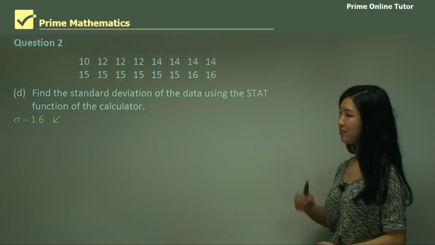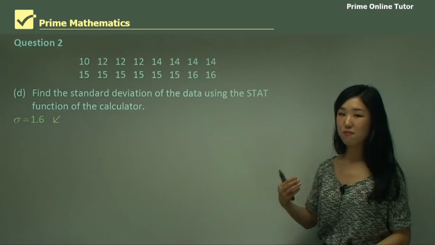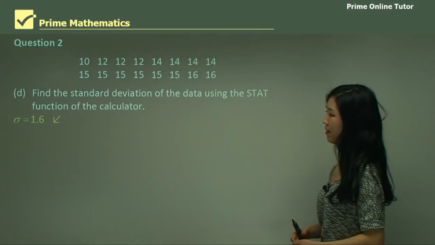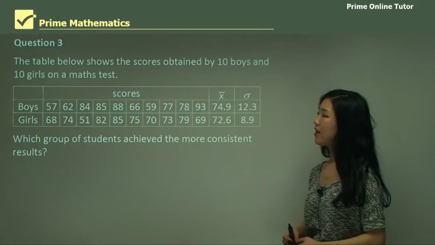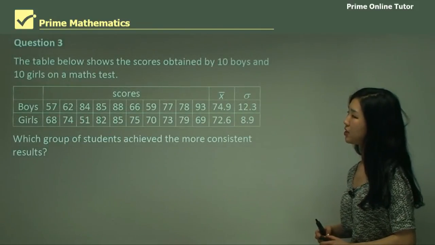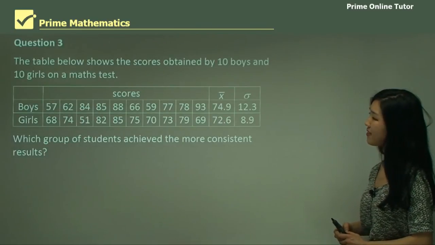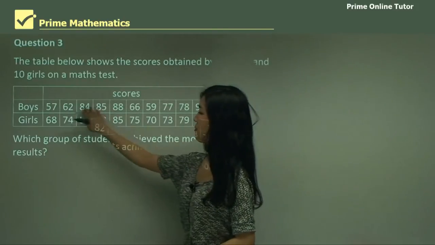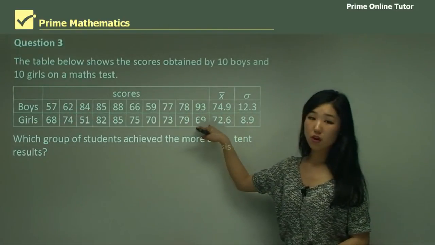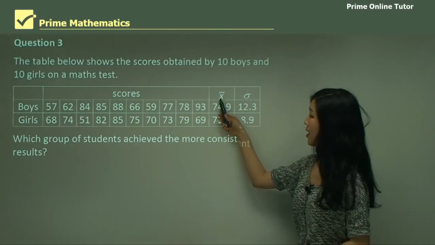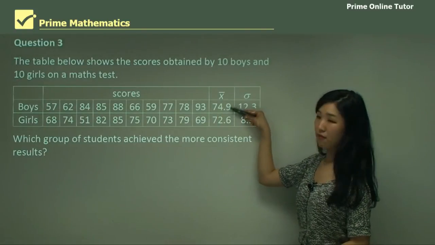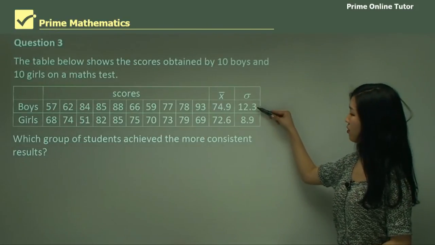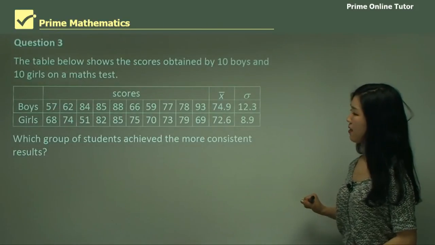Okay, so make sure you're following carefully and trying to remember as we go, okay, because it's important for you to remember that. That was question 2, D. Now question 3, the table below shows the scores obtained by 10 boys and 10 girls on a maths test. So these are the scores of the boys and the below is the girls. Okay, and remember that symbol? That's the mean, and this is the average scores of the boys and girls, and this is the standard deviation symbol, so it shows us the spread as given.